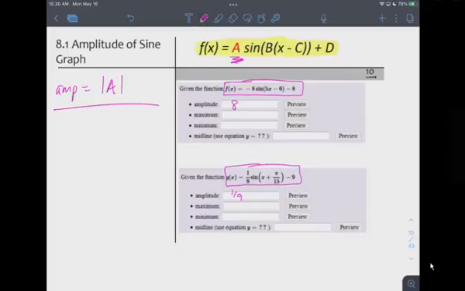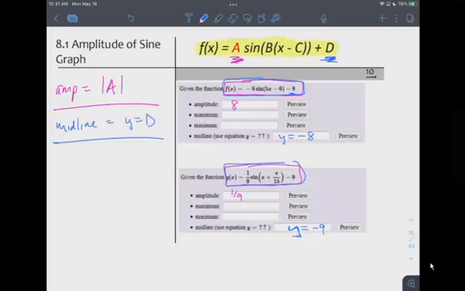Now, the midline, let's talk about that next. When you're finding the midline, it is just the vertical shift. It's going to be an equation: y equals whatever your vertical shift is, and the vertical shift is d. So what would be the midline for this first problem? y equals -8. Make sure you write it as an equation. And for the second one, it would be y equals -9. So again, finding the midline should be really straightforward.